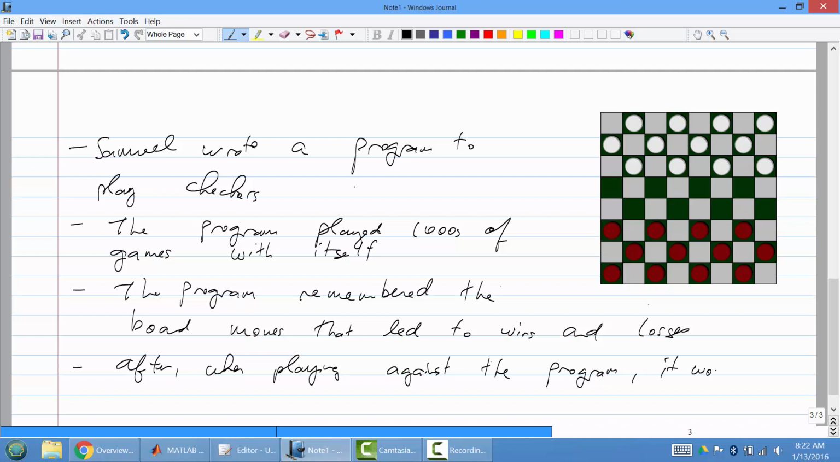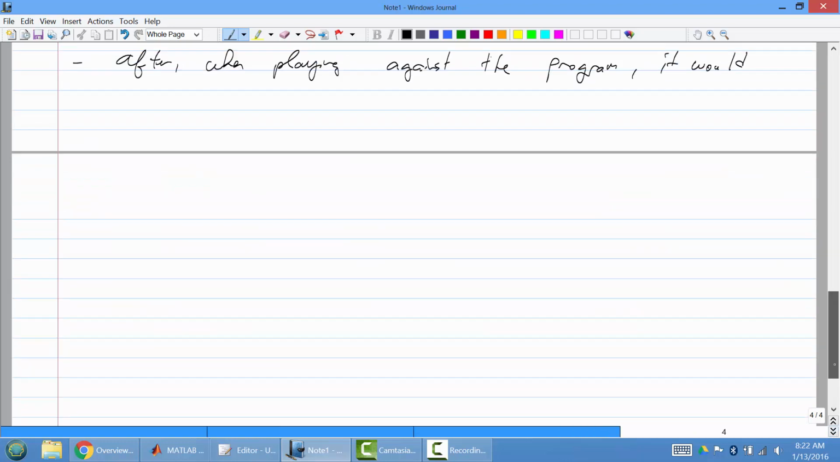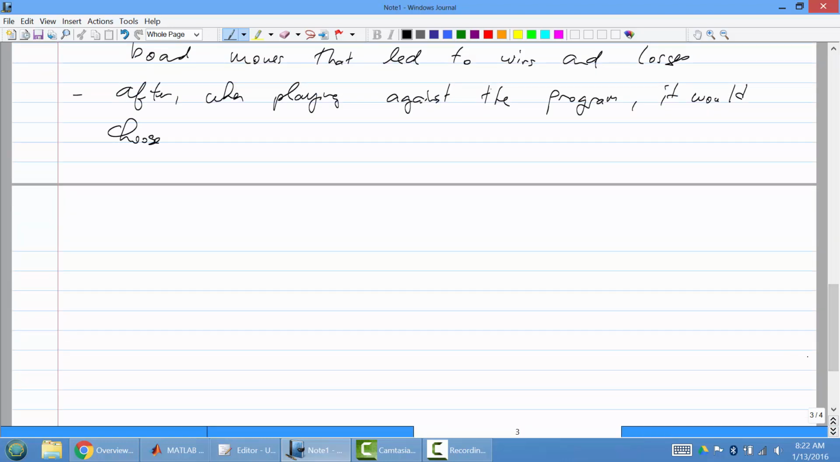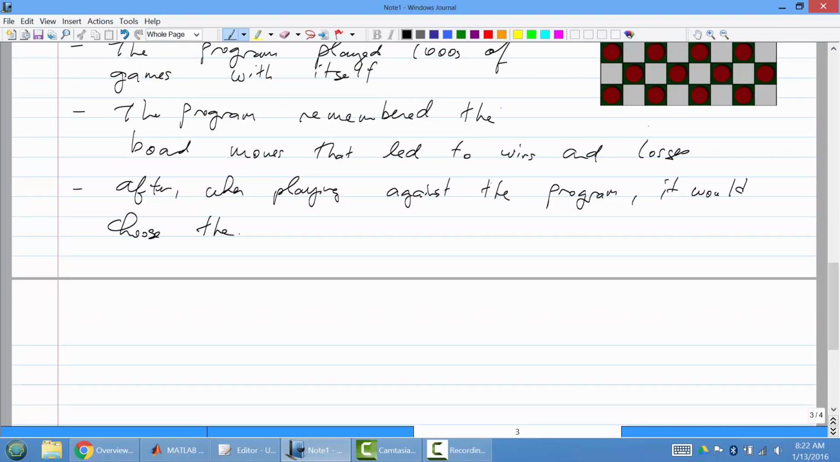it would choose the next move with the best chance of winning. If you want to look it up in Wikipedia, it's called the minimax strategy. So it's basically simulating thousands of simulations, and it chooses the move with the highest probability of success. So it branches off what is known as the minimax strategy. All right, so best chance of winning, given the current state of the board.